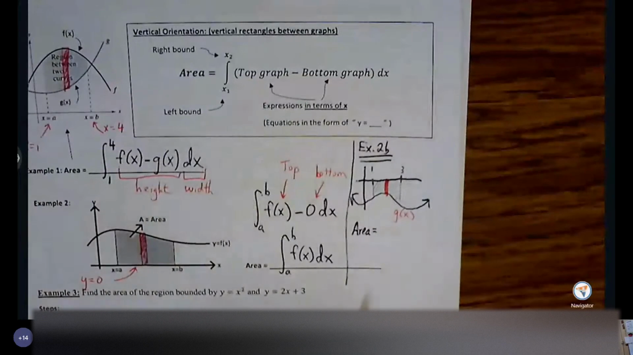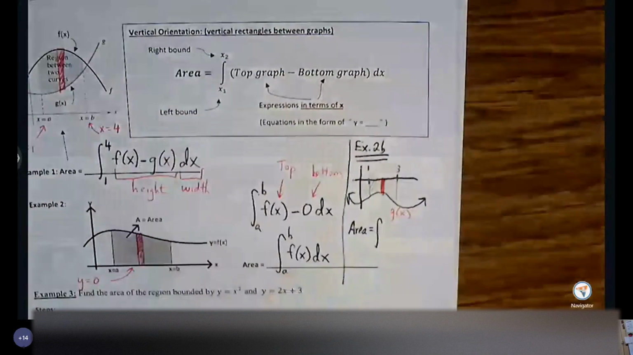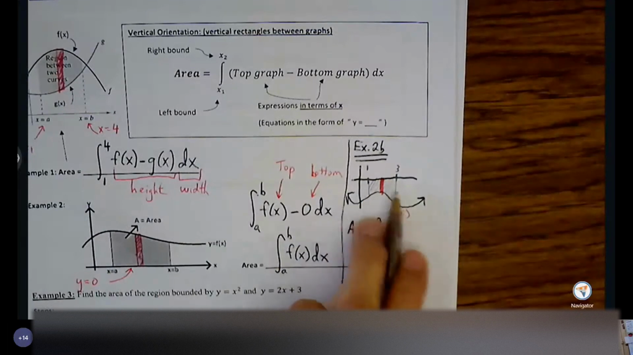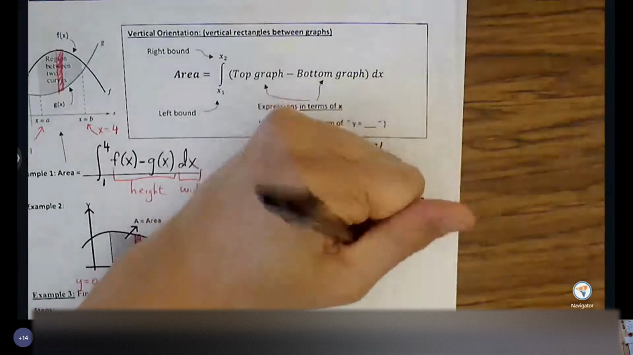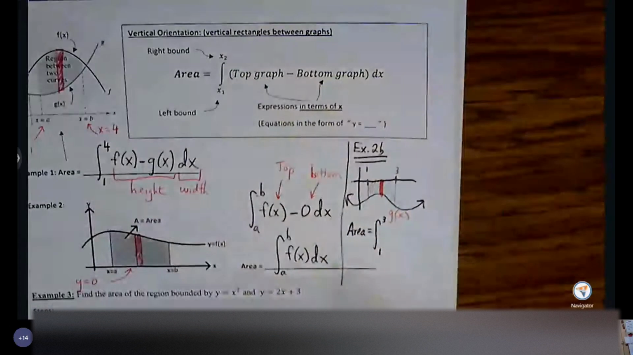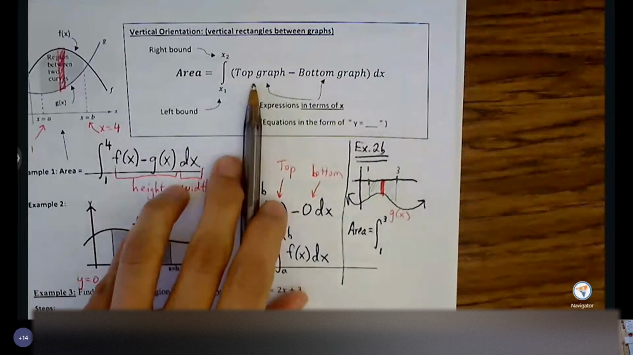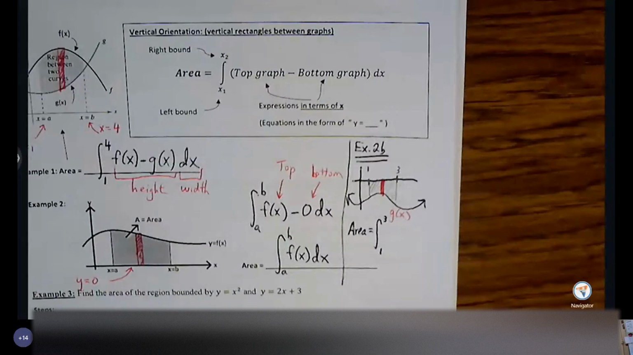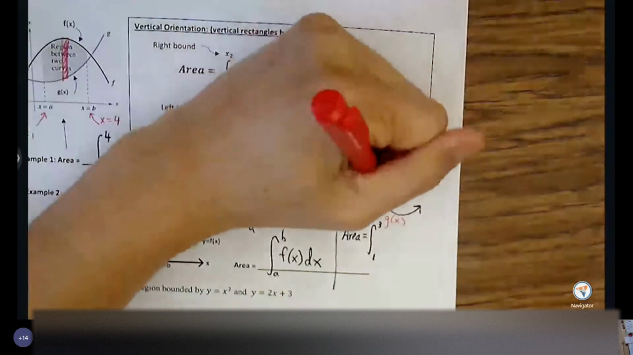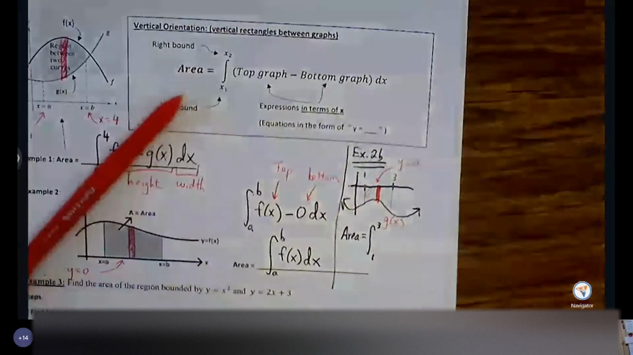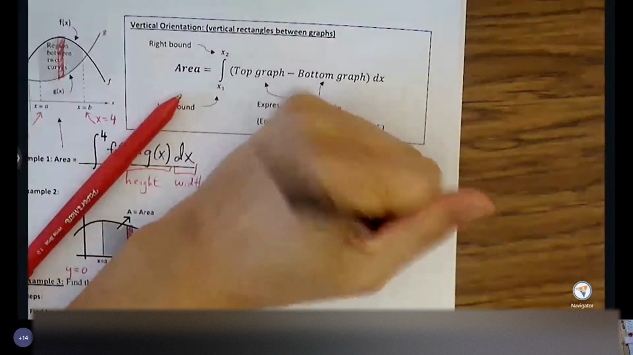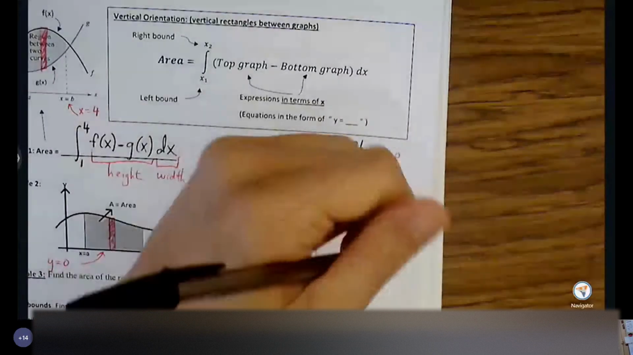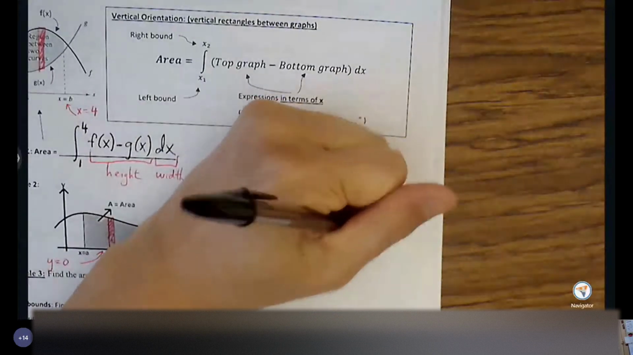So how would you enter this in? Integral from where to where? Good. Yeah, a to b, but in this case, it's 1 to 3. What's the top function? 0. Yeah. So if you look at the rectangle here, it's touching the x-axis, which is y equals 0. Minus, what's the bottom function? g, yeah, g of x.